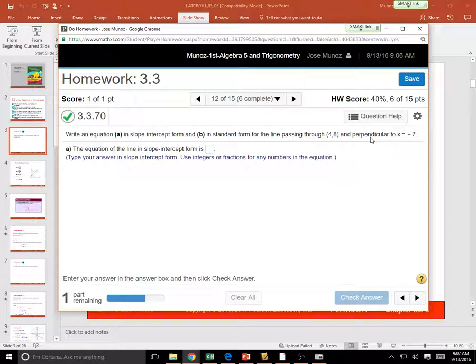Look, here's this one. Perpendicular to x equals 7. So it's going to be y equals what? Y equals 8. And you're done. So, can I come in and retake chapter 1? That's the end.